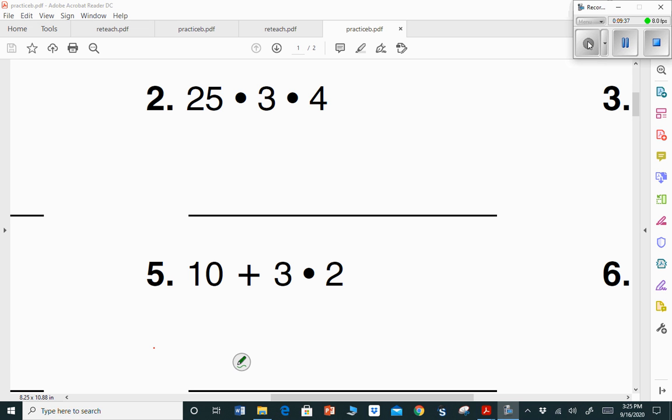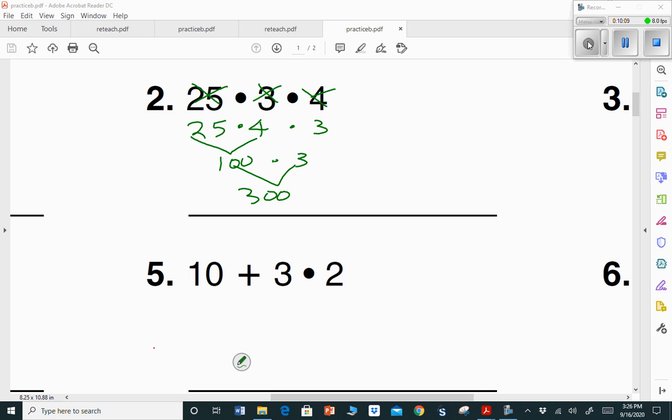All right, let's look at number 2. Here's where moving things around can be very useful to you. If you just did 25 times 3, 75 times 4, you're probably not going to know 75 times 4 off the top of your head, although some of you might. But we can do 25 times 4 times 3. 25 times 4 is 100, times 3 is 300.